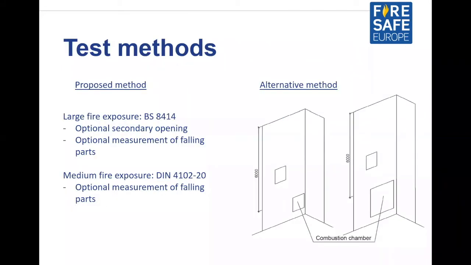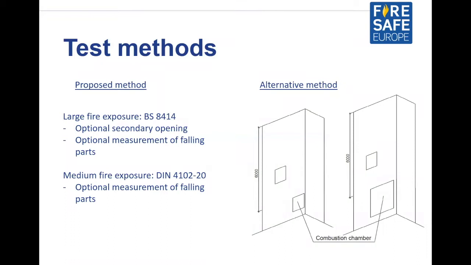And if we look a little at what they look like, the proposed method is exactly the British and the German methods, according to those standards. And for the large fire exposure, the British method, we have added an optional way of introducing a secondary opening, that is a window opening. And we have also added how to measure falling parts. But these are both optional. For the medium fire exposure, the German method is used, and there we have added an optional measurement of falling parts.